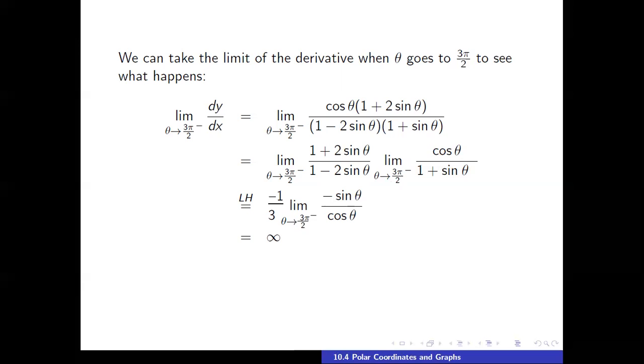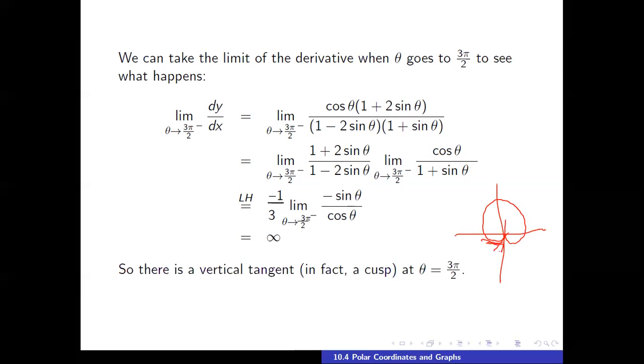But that's kind of what we expected, right? I mean, think about the slopes of these curves as we go to 3 pi over 2. The slopes of these tangent lines are getting closer and closer to this vertical thing, yes? And therefore, the limit of the slopes is infinity for this thing, okay? So there is a vertical tangent, in fact, a cusp. This is often referred to as a cusp at theta equal to 3 pi over 2. Okay? So we have a vertical tangent there.